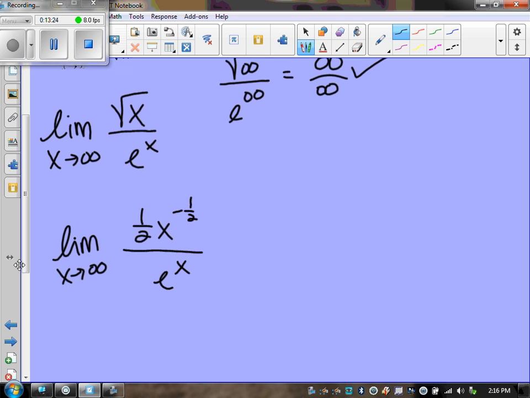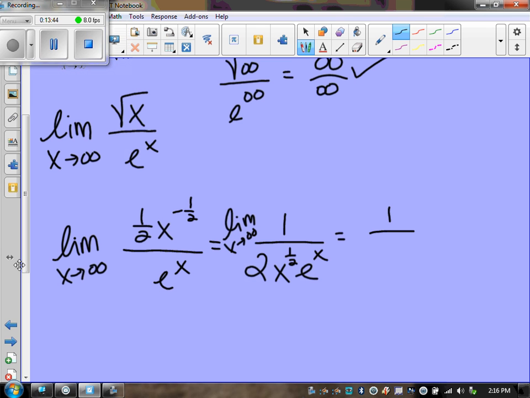Let's probably take this x to the negative 1/2 and bring it down to the bottom with that too, because that looks funky having a triple layer fraction. I'm going to keep my 1 on the top. I'm going to bring my 2 down. I'm going to bring my x to the 1/2 down, and then I have my e to the x on the bottom. And let's redo the limit as x goes to positive infinity.